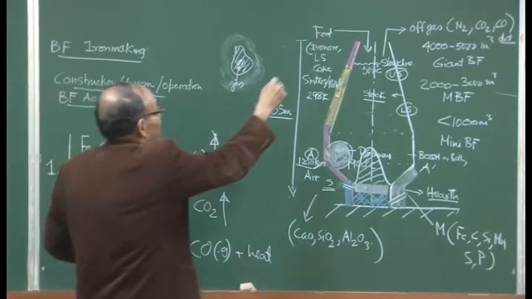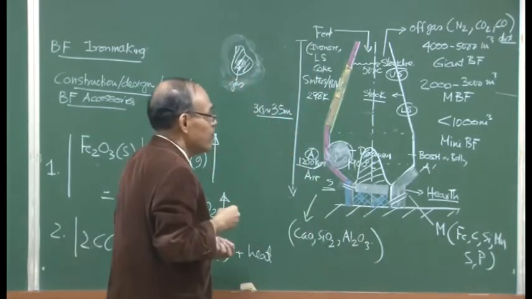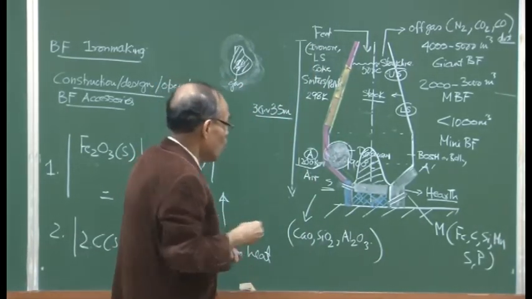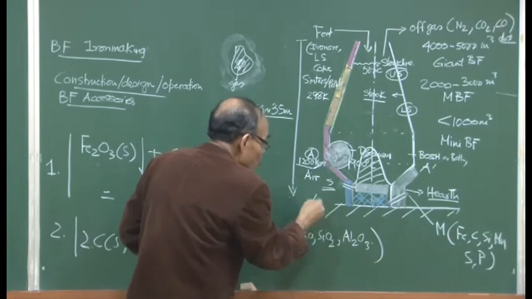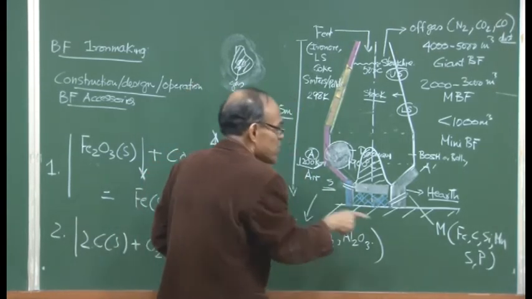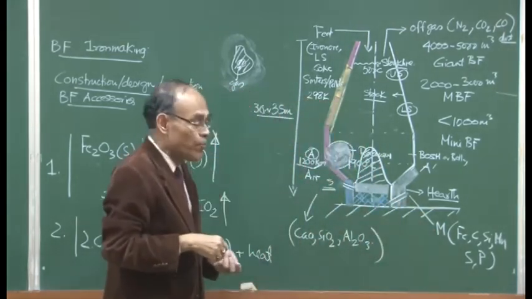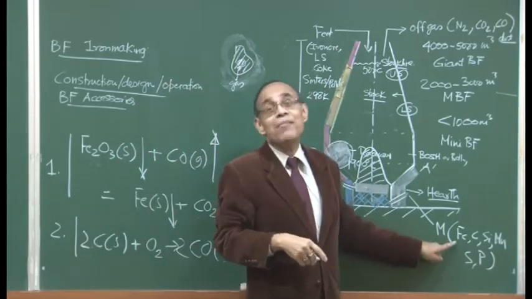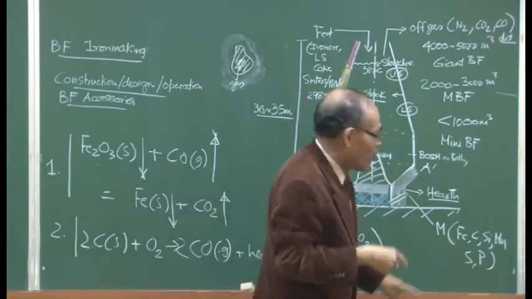So we have to handle a huge amount of raw material on a daily basis. We have to handle a huge amount of liquid material. Slag is in the liquid state, metal is in the liquid state. And as I said yesterday, this is an intermediate product. This is to be taken for further refining.